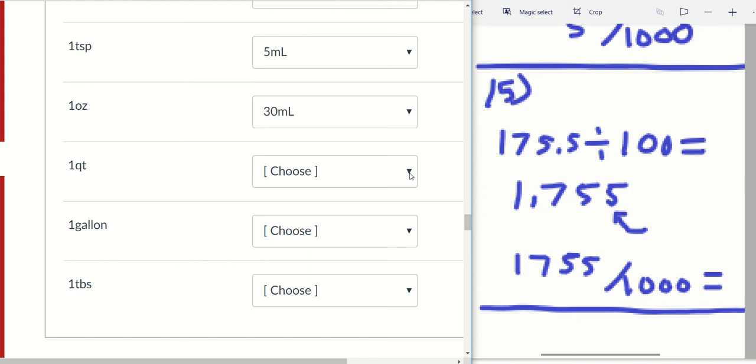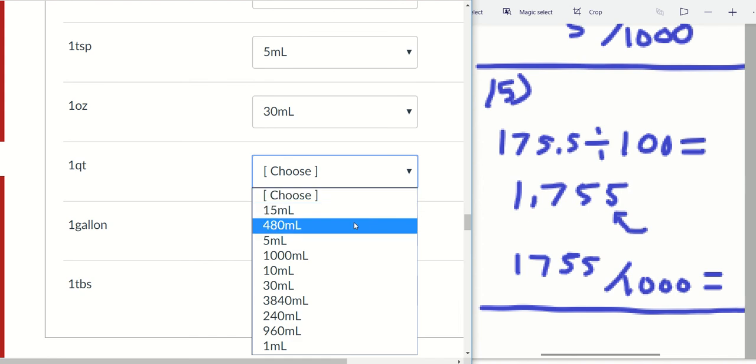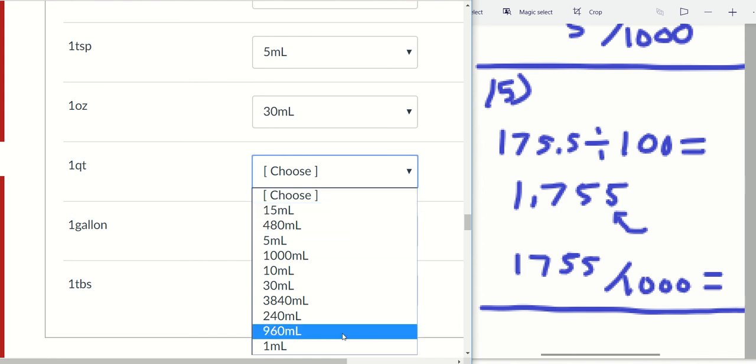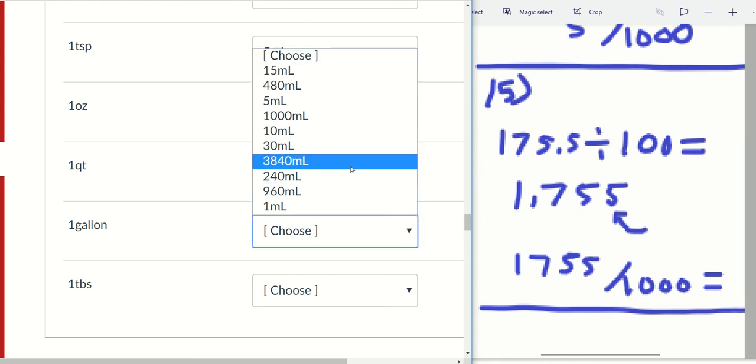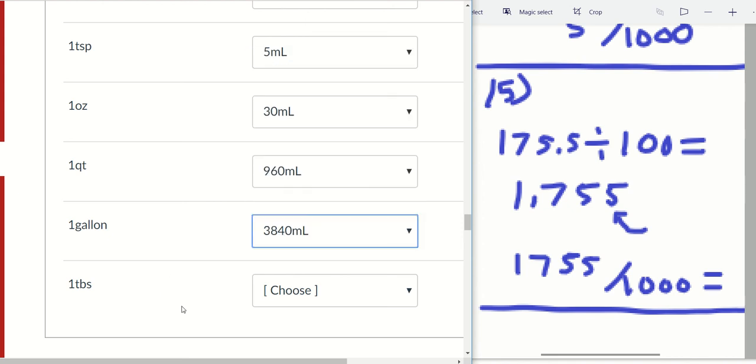1 quart is 2 pints. So a pint is 480, a quart would be 960. A pint is 16 ounces, a quart would be 32 ounces. 1 gallon, 4 quarts in a gallon. So that would be 3840.